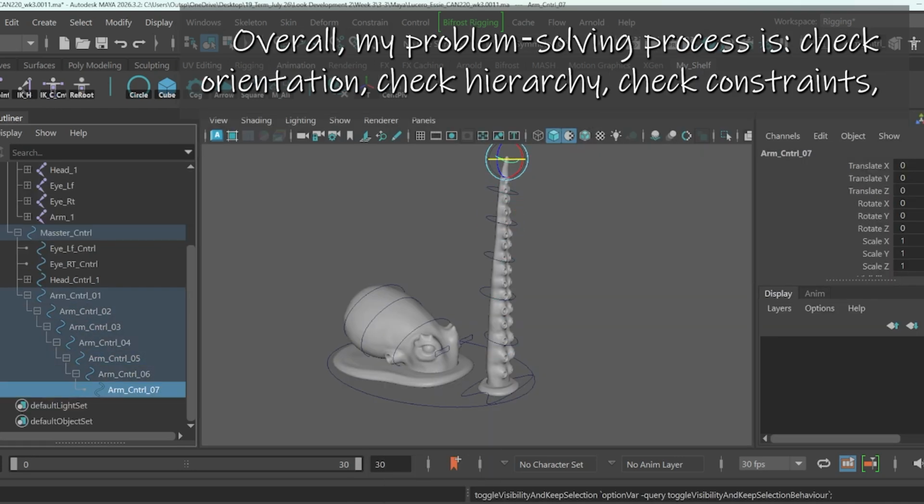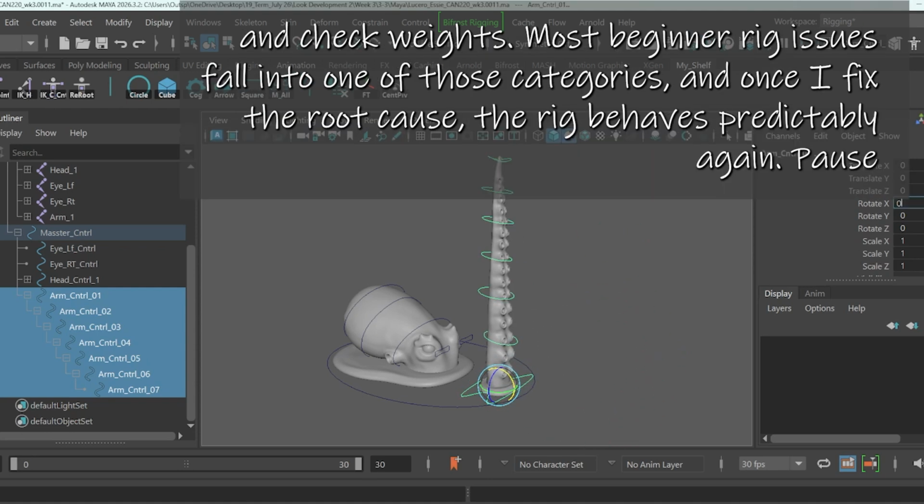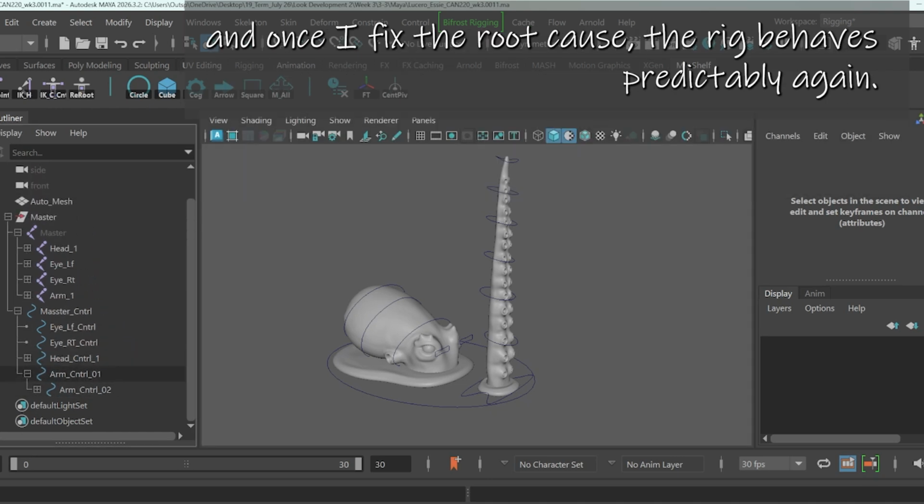Overall, my problem-solving process is check orientation, check hierarchy, check constraints, and check weights. Most beginner rig issues fall into one of those categories, and once I fix the root cause, the rig behaves predictably again.